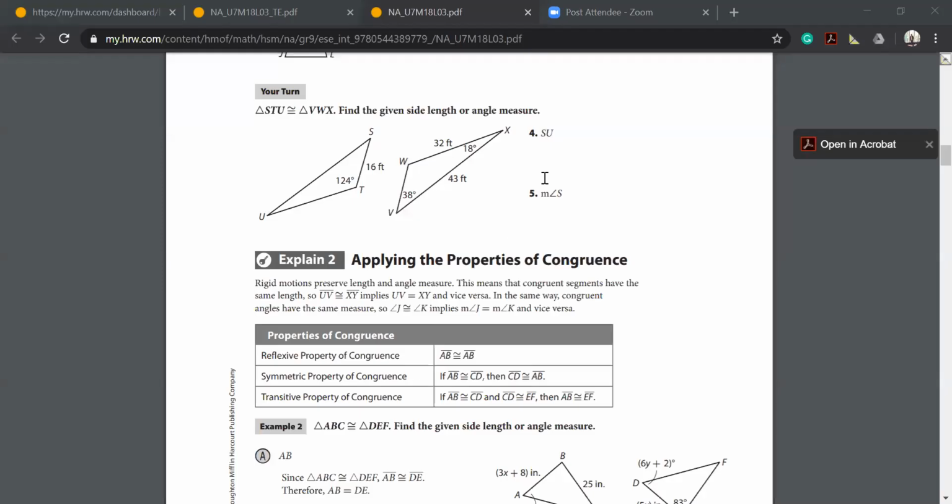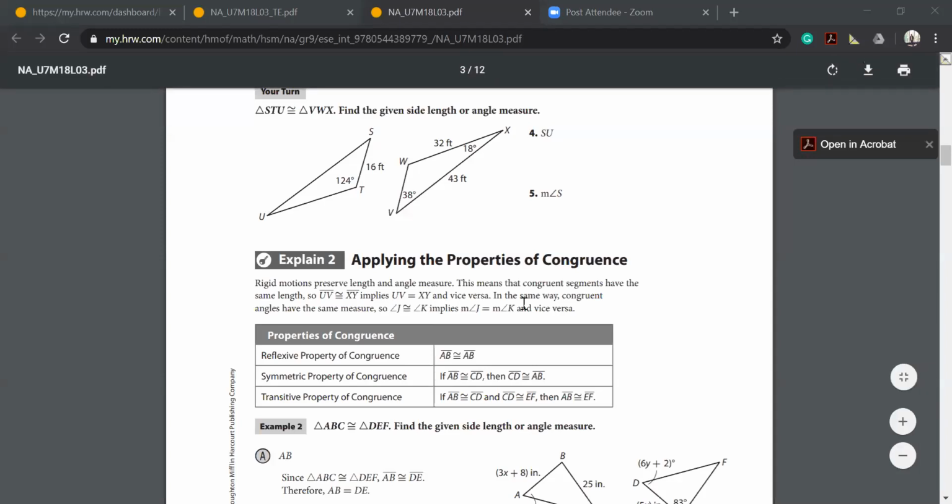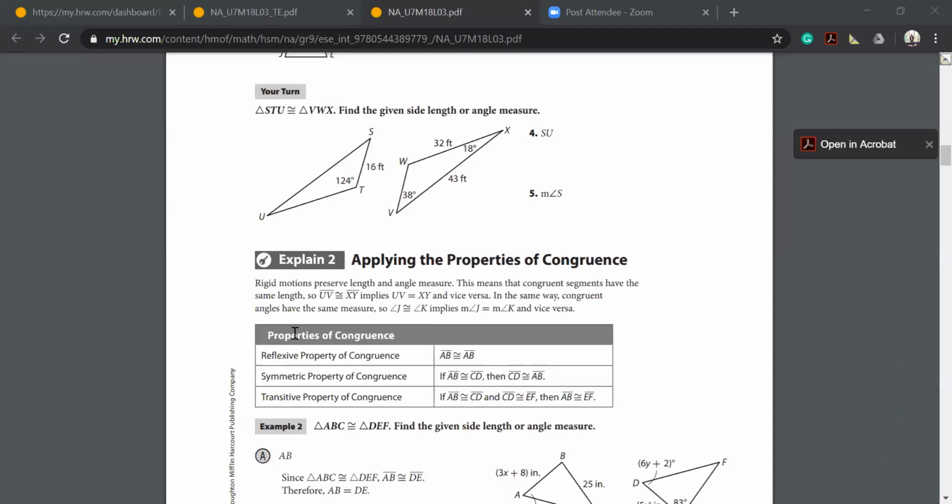We have here three properties. First of all, the first property that we have is called the reflexive property of congruence. Reflexive means what? Just AB is congruent to AB. You are never going to use it. Just know the name. When AB is equal to AB or AB is congruent to AB, this is called the reflexive property.